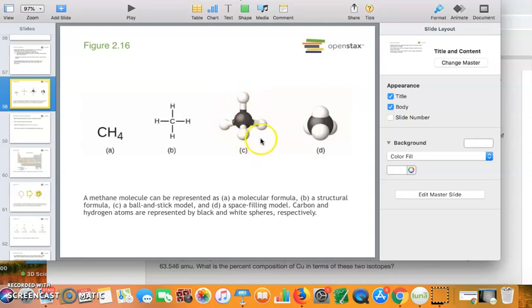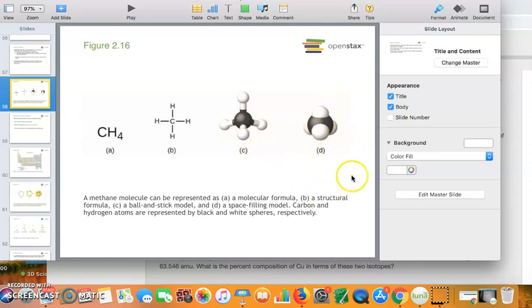Okay, and you can see it here. Now, what's unique and nice about this is that it's in 3 dimensions. With a structural formula, it's really hard to see that the molecule's in 3 dimensions. You use a ball and stick model to show you basically the molecular geometry that the molecule has. In this case, this is referred to as tetrahedral. And we'll learn a little different molecular geometry a little bit later this semester.